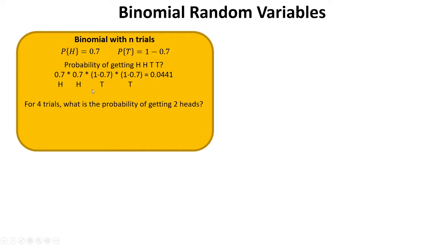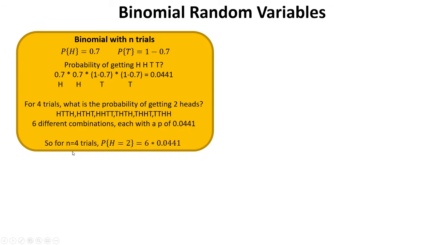So what if we wanted to ask the question, for 4 trials, what's the probability of getting 2 heads? Not just in this one order, but in any possible order. Well, for that, we'd have to count out how many different orders there are. You can do heads, tails, tails, heads, or heads, tails, heads, tails, or heads, heads, tails, tails, whatever. There are 6 possible orders of heads and tails, all of which get you 2 heads and 2 tails. And the probability of getting any of these outcomes is 0.0441.